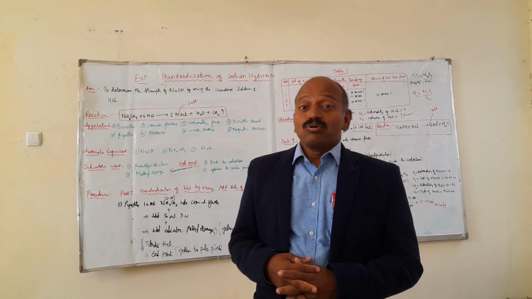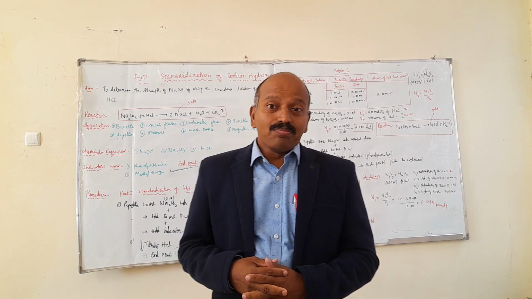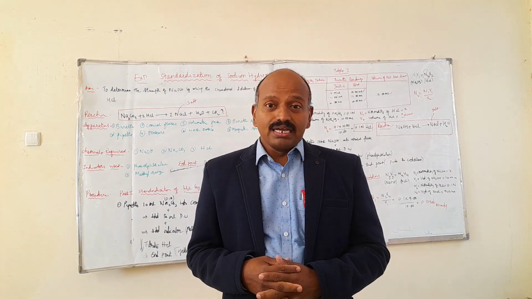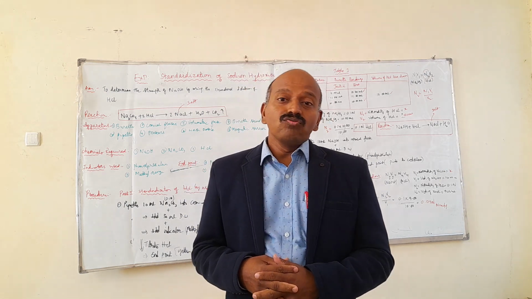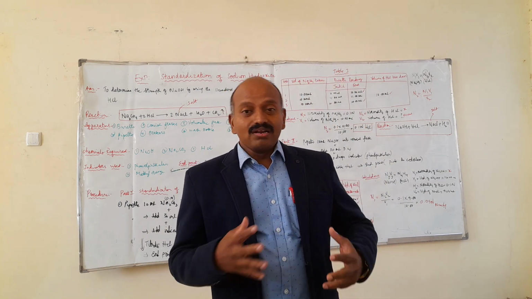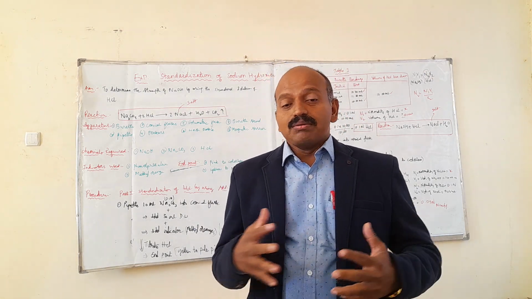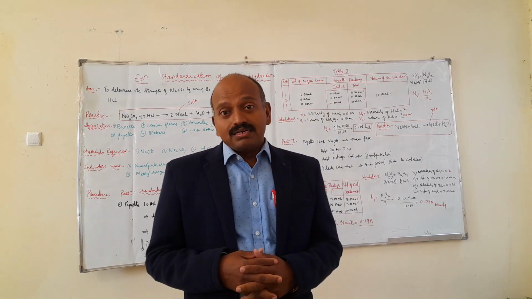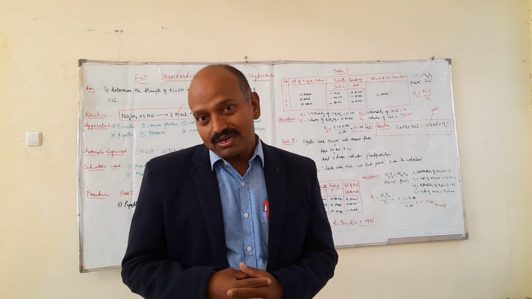Here the procedure may be classified into two different parts, part 1 and part 2. Part 1 says that we have to standardize the hydrochloric acid by using a standard solution of sodium carbonate. And part 2 will be the estimation of sodium hydroxide by using the standard solution of hydrochloric acid. Two parts are very important, so we have to go systematically. In part 1 we are standardizing the hydrochloric acid by using a standard solution.